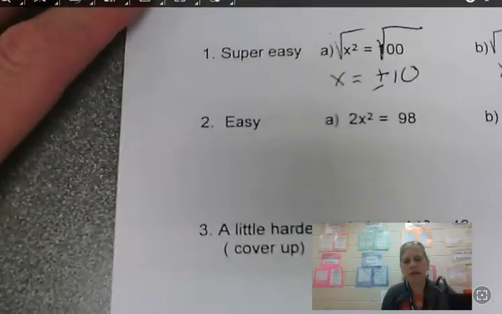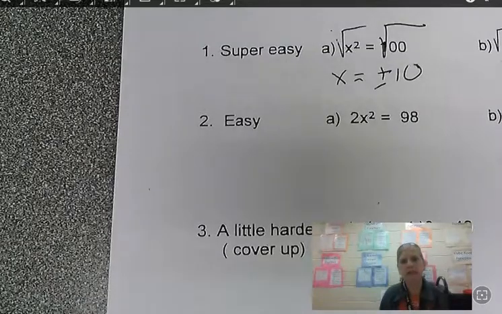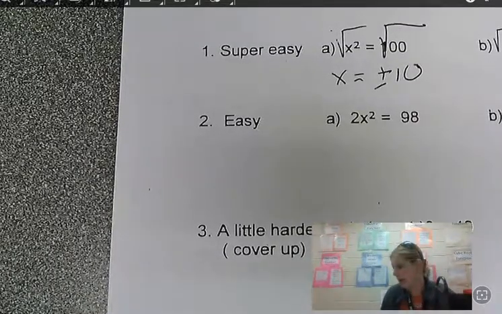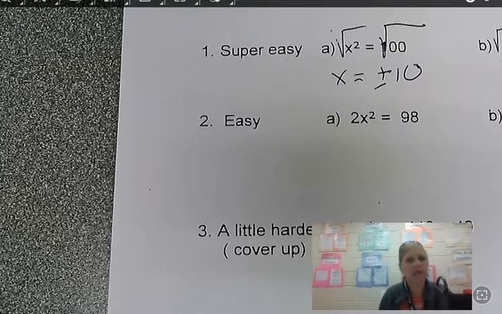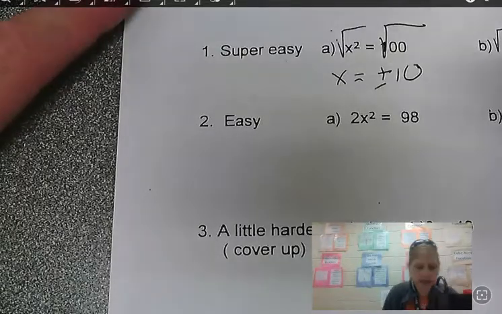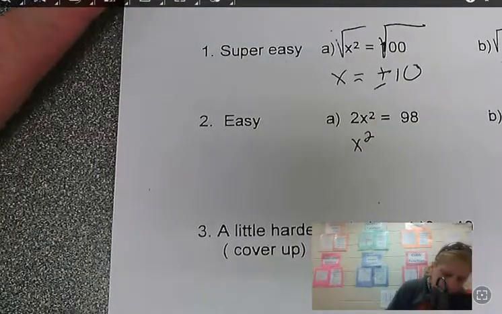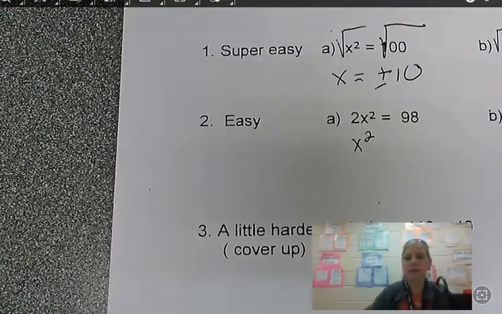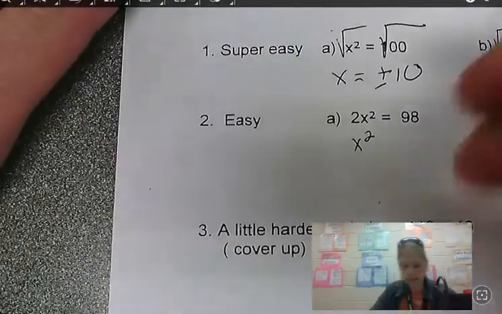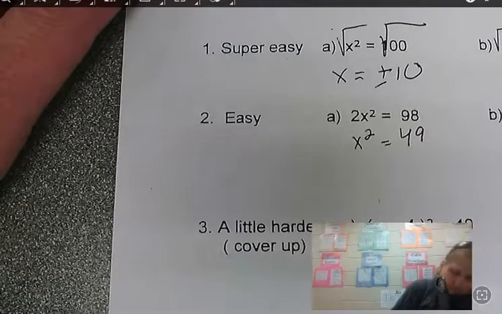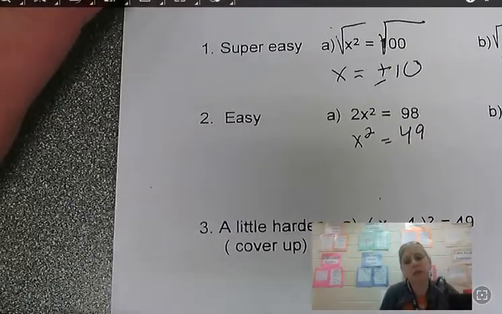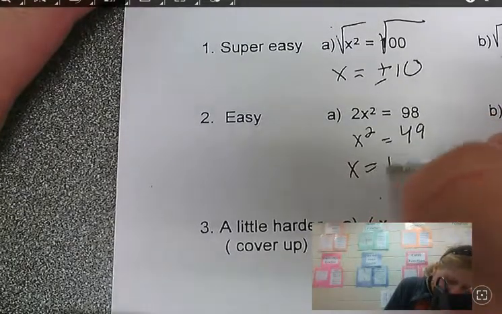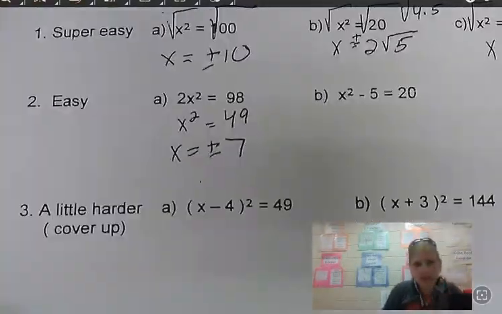Going over here, now that was super easy. Now here's some easy ones. First of all, we have to balance this. We want to divide by 2 on both sides. So when I divide by 2, I get x squared equals, what do I get? I get 49. And this is perfect. It's already set up for you because 49 is going to be a perfect square. So I take the square root of both sides, and I get plus or minus 7.